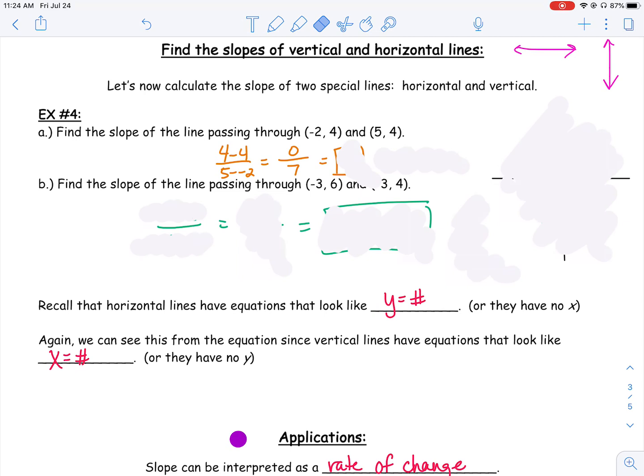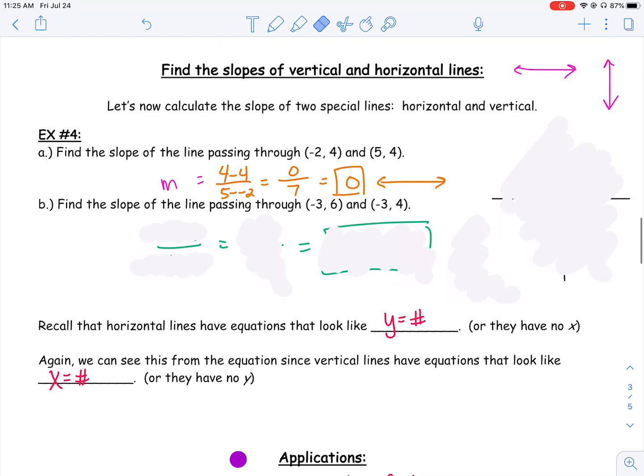Well, what is 0 divided by 7? Well, 0 divided by 7 is 0. So my slope on this line is 0. What do you think a line looks like if it has a 0 slope? Well, we know what it looks like if it has a positive slope. It goes uphill, right? And we know what it looks like when it has a negative slope. It goes downhill. So what does it look like if the slope is 0? Well, if it has no slope, then it doesn't go up, it doesn't go down. It's a flat road, right? It has no slope to it. It's a horizontal line. So a horizontal line always has a slope of 0.